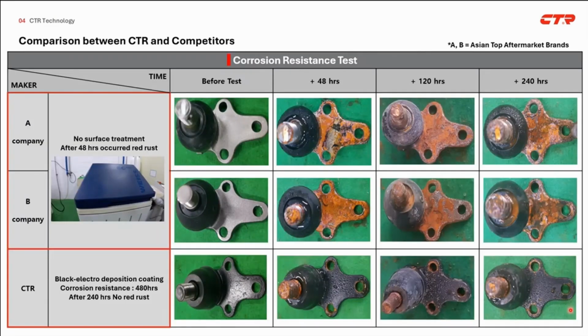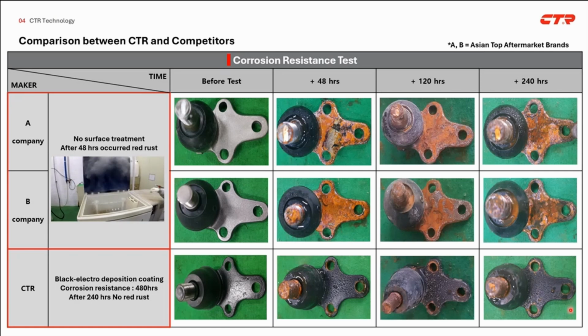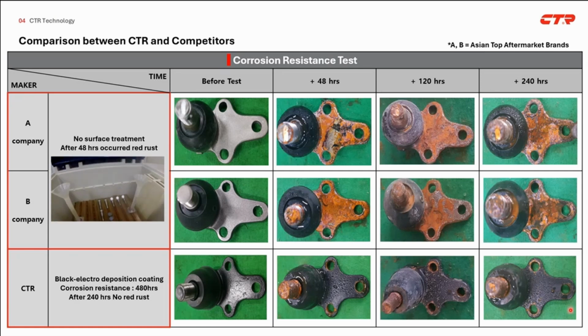And next shows the corrosion resistance test result of the ball joint between CTR and Asian aftermarket brands. One of CTR products' strong points is that CTR adheres to corrosion resistance standards as strict as oil company standards. As you can see, A and B have no surface treatment. So after 48 hours, they show awful red rust, whereas CTR has no red rust after 240 hours.